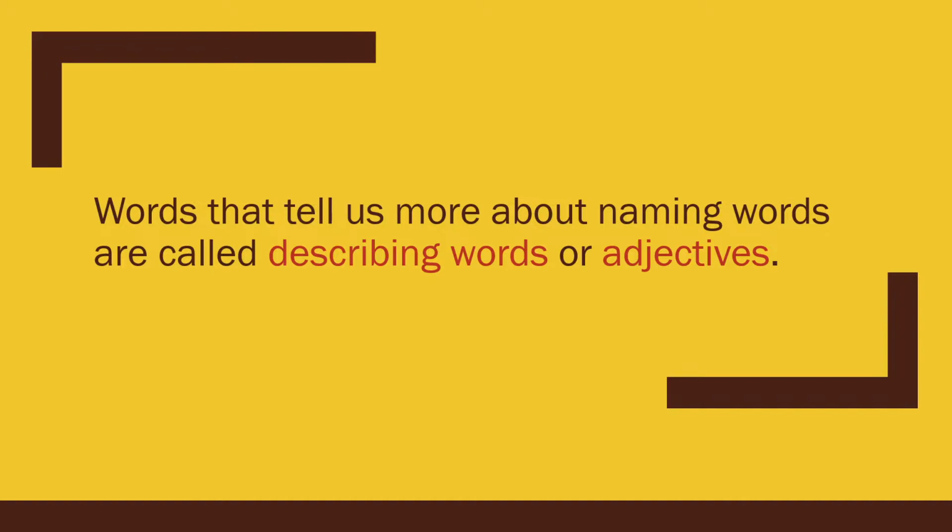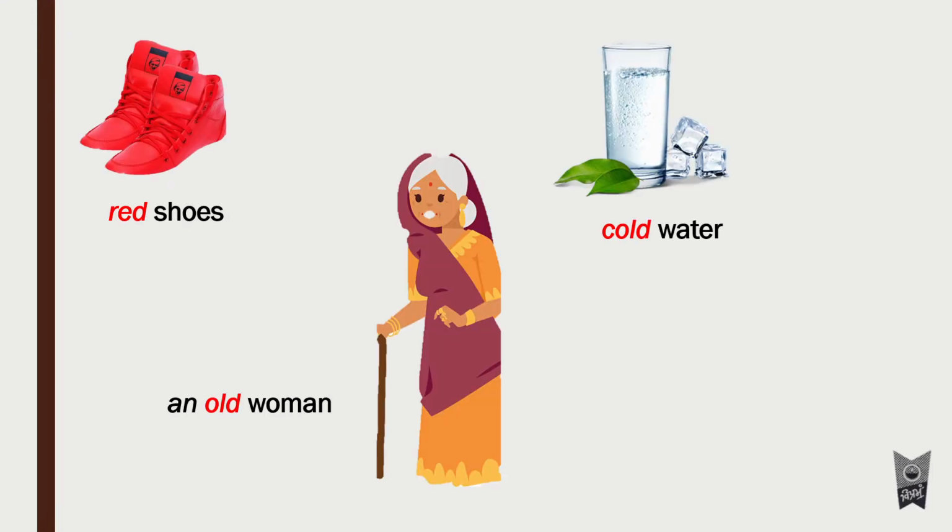Now when we saw nouns, what did we say? Naming words have a different name. It is also called a noun. Naming words are also called nouns. Similarly, describing words are also called adjectives. Earlier we saw that action words are also called verbs. Same way, describing words are also called adjectives. Will you please repeat after me? Adjectives. Describing words are also called adjectives. Okay, understood?